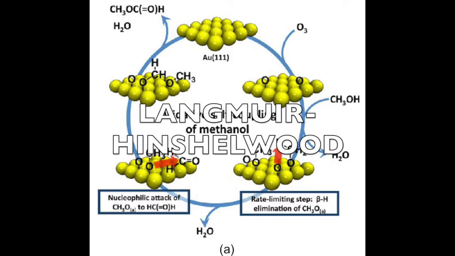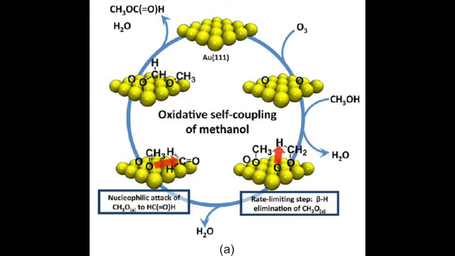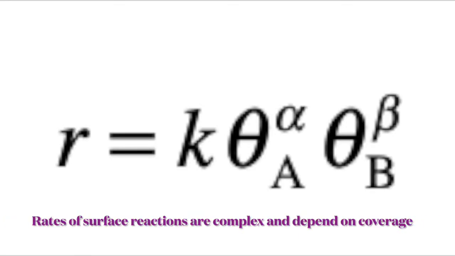But by far the most common surface reaction mechanism in heterogeneous catalysis is the Langmuir-Hinshelwood mechanism. This mechanism relies on the diffusion of molecules that are both adsorbed on the surface. At least one of the adsorbed species must be mobile to create the collision that leads to reaction. In general, the kinetics of Langmuir-Hinshelwood reactions are complex and depend on the coverages of the reactants in some form.